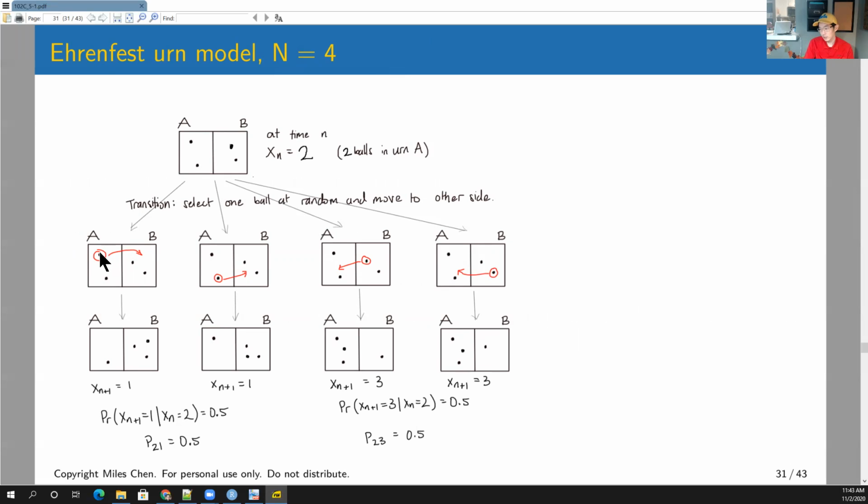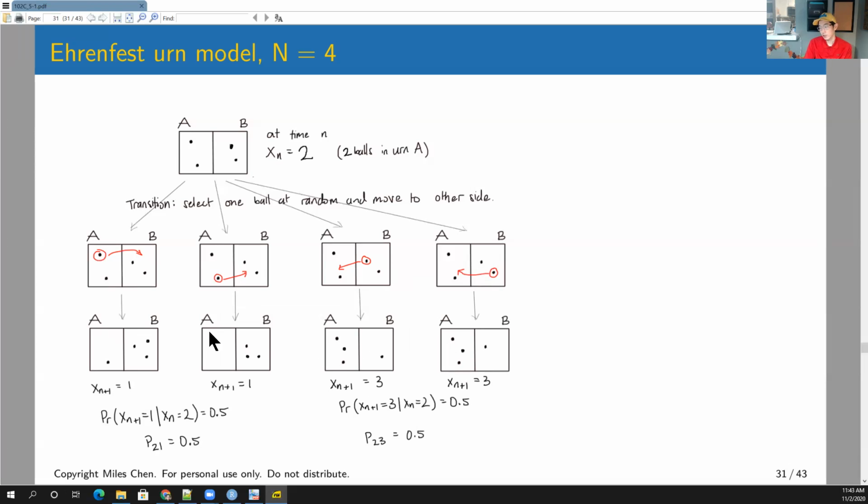Here I can select this one, or this one, or this one, or this one. So there are 4 possible balls that I can select, and I've listed them off. If I select this one, I end up with 1 ball in A and 3 in B. If I select this one, I end up with 1 ball in A. If I select this one, I end up with 3 balls in A. And if I select this one, I also end up with 3 balls in A.